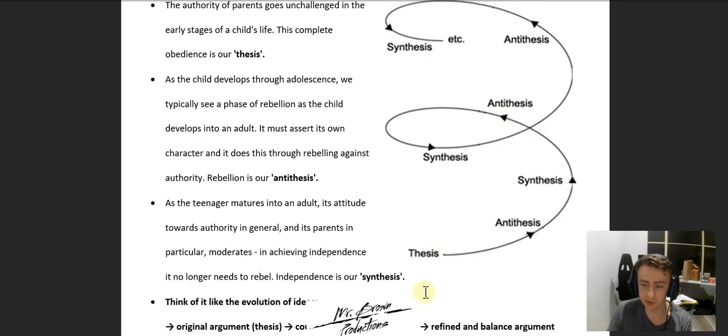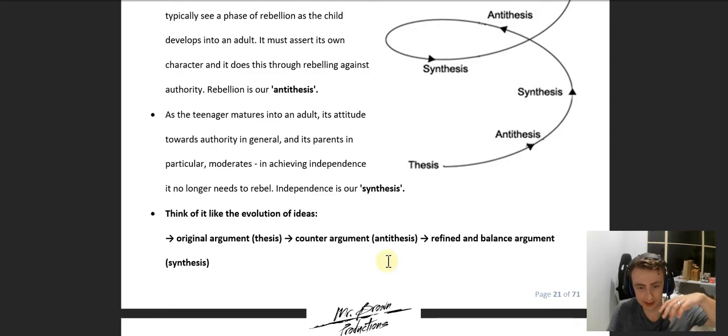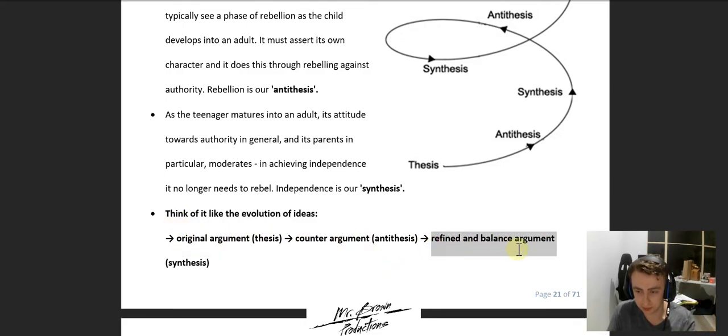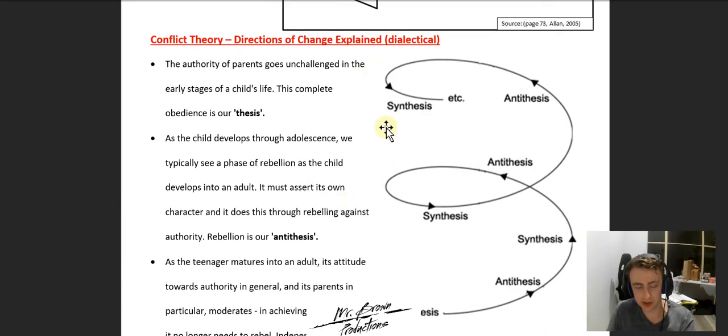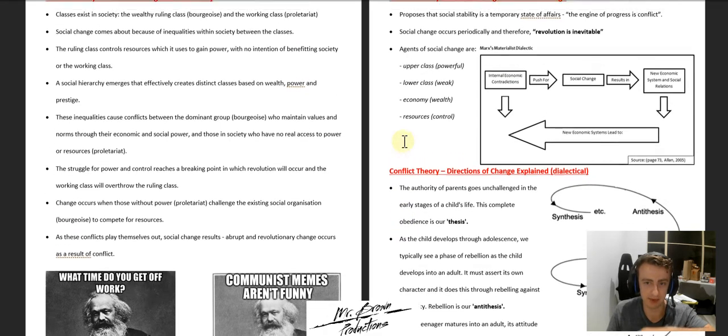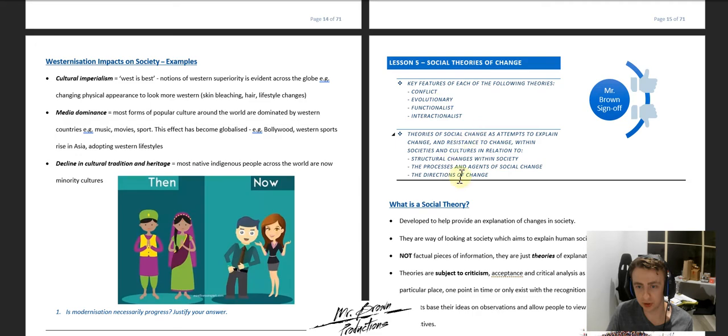So the idea is that you have your original argument, that then changes with the counter argument, and then you sort of meet halfway in the middle, and then that changes again, and you rectify it again, and it changes again, and you rectify it again, and then you might even come back to the original thesis at some point. So in summary, I've put it like this: you have your original argument, your counter argument, and your refined and balanced argument. So that's the direction of change with conflict theory, and that's all the bits of the syllabus that we've got to go through with that.